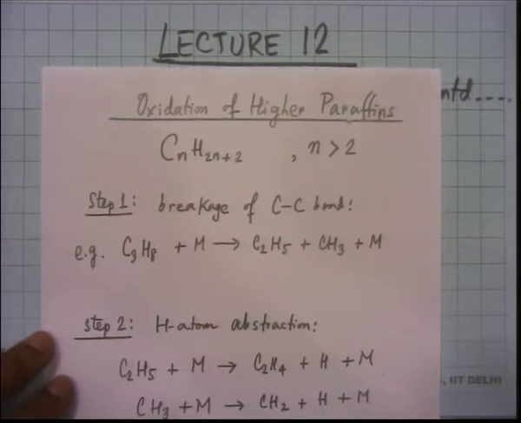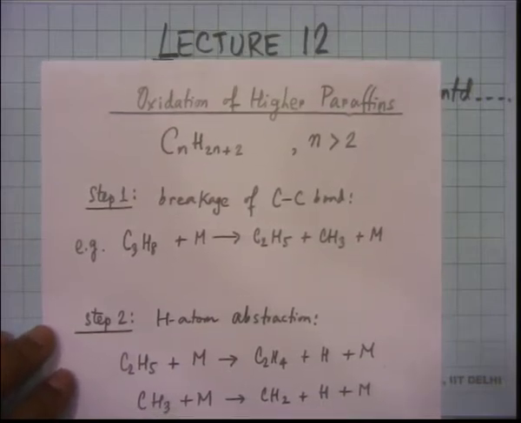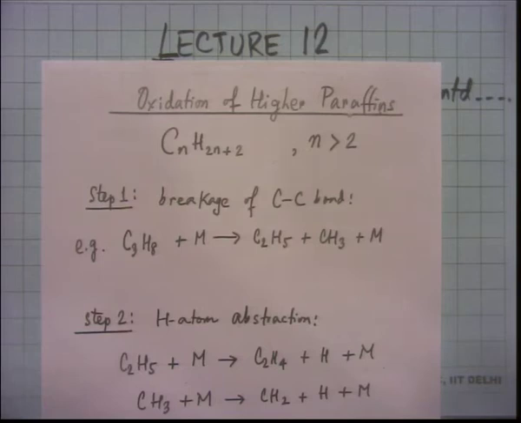So let's go to this here. We are talking about oxidation of CnH2n plus 2, and these are called paraffins. N is greater than 2, so we are talking about oxidation of higher paraffins, not n equal to 1, not n equal to 2, but n larger than 2. And we saw last time that the first step is typically the breakage of CC bond.